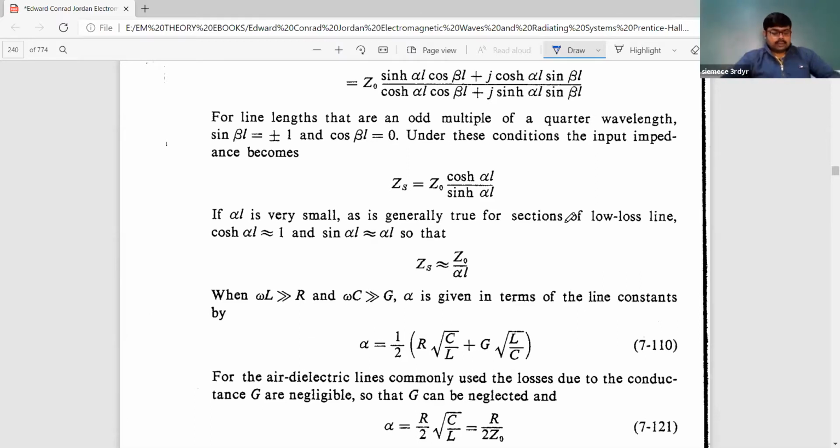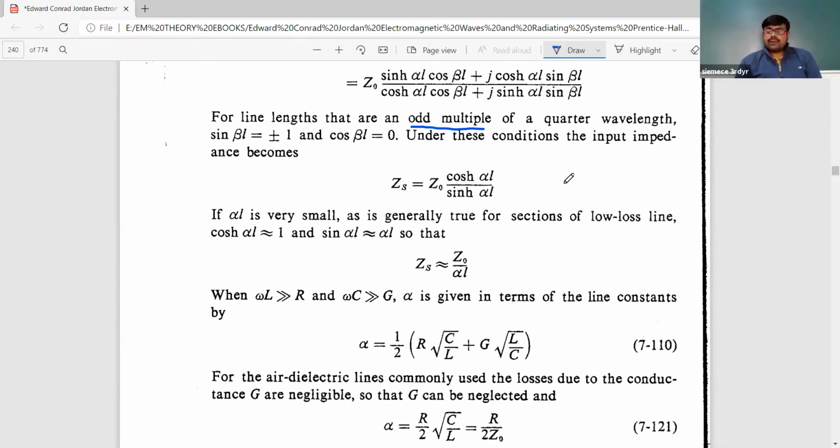Again, I want to refer to the different sections that we have mentioned here, which is very important. What are the conditions we have mentioned? We have mentioned that it is an odd multiple of a quarter wavelength, so sin beta L will be plus or minus 1, and cos beta L equals 0. Under this condition, the input impedance becomes Zs equals Z naught times cosh alpha L divided by sinh alpha L.